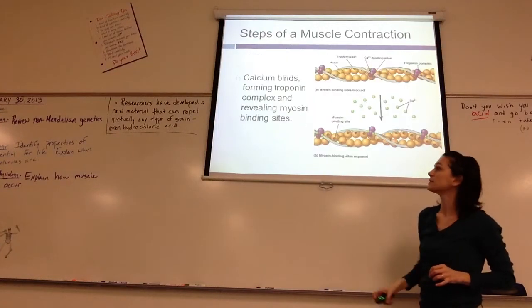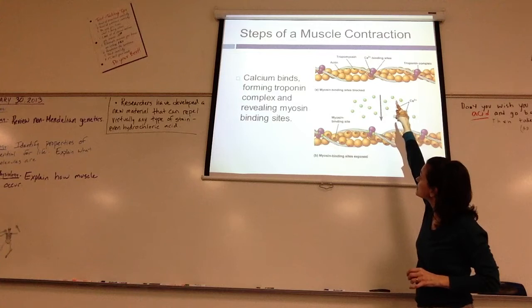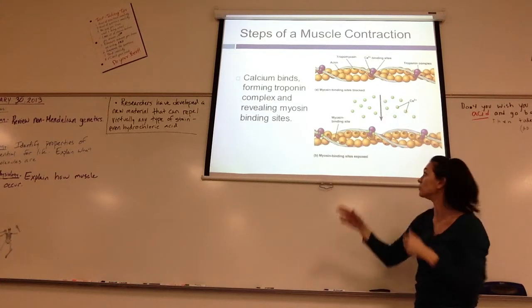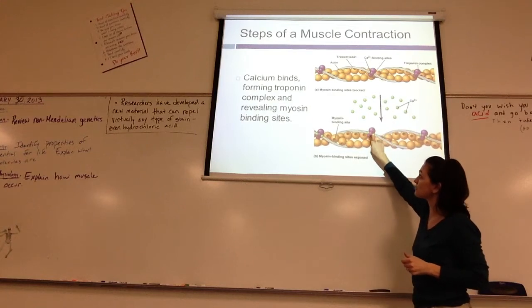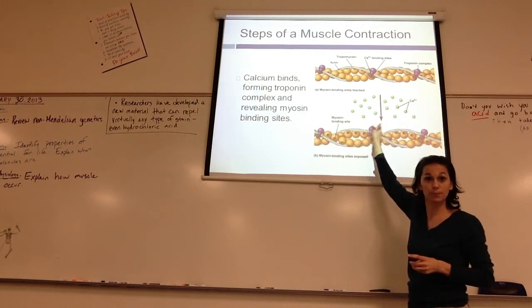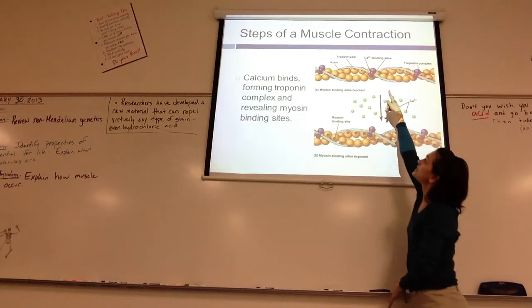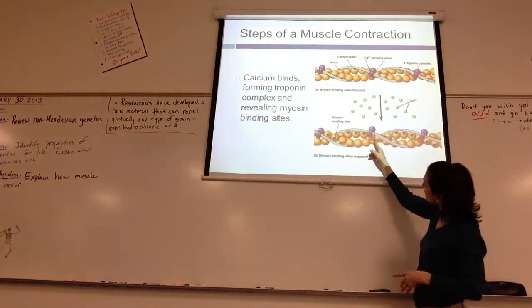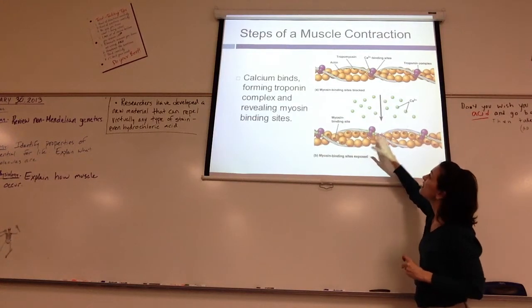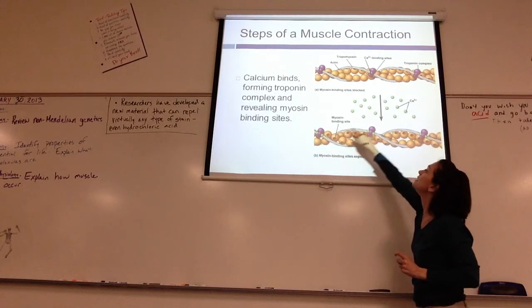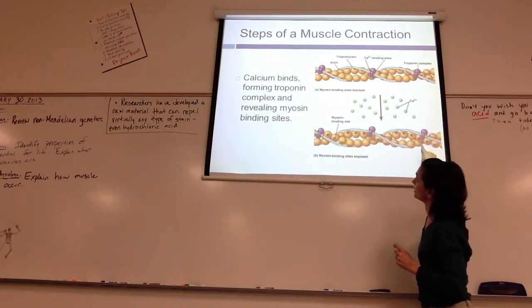So, what's going to happen here is the calcium that got released into the cell because of that action potential, the calcium is going to attach to each of those troponin areas, and it's going to form what's called the troponin complex. Now, you can see in the top picture, there is no calcium bound. In the bottom picture, there is calcium bound.